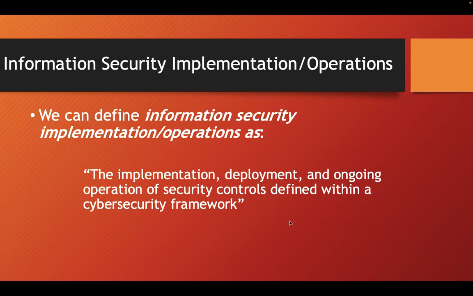Now we go to the next section, which is information security implementation and operation. We can define information security implementation and operation as the process of implementing and deploying the ongoing operation of security controls defined within the cybersecurity framework. All the operational security controls that we have have to be fully deployed, fully operational, and fully put in use within the cybersecurity framework.